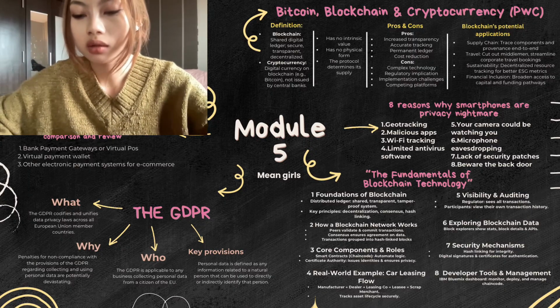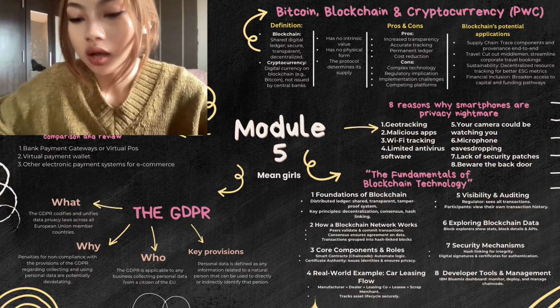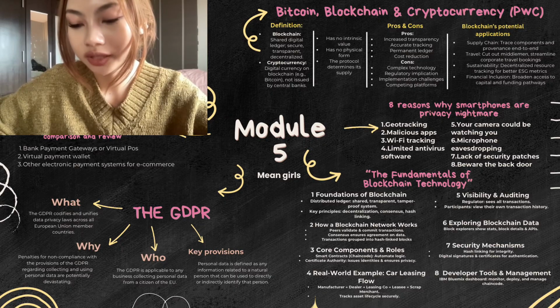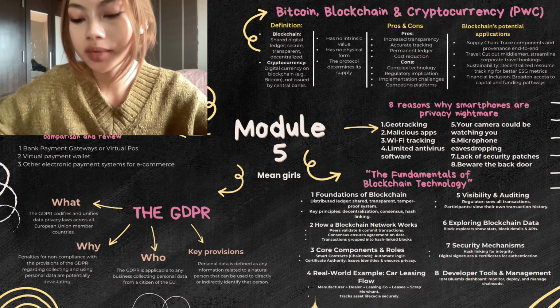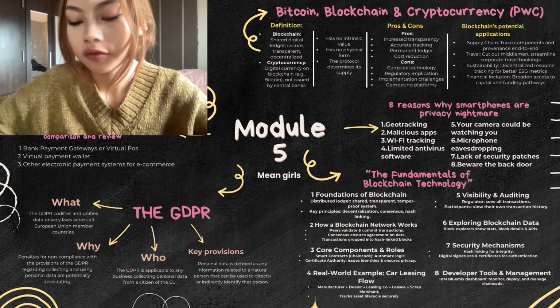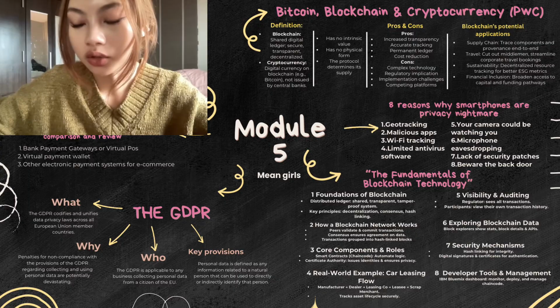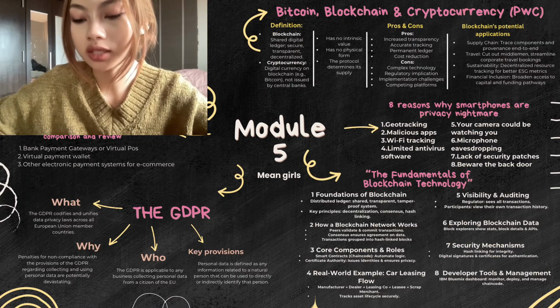And next is about some key features. It has no intrinsic value and has no physical form. The protocol determines its supply. And next, I will talk about pros and cons. For the pros: increased transparency, accurate tracking, permanent ledger, cost reduction. And for the cons: complex technology, regulatory implications, implementation challenges, and competing platforms.